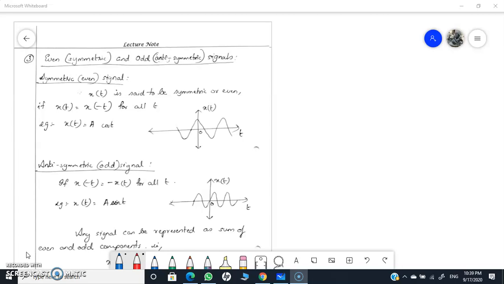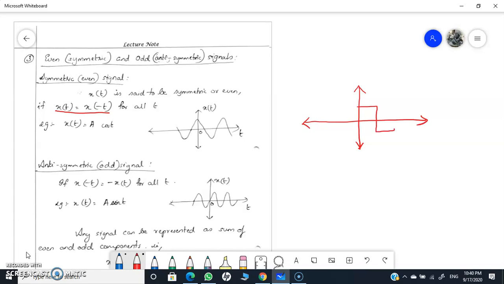So what do you mean by an even signal? Actually, an even signal is otherwise known as a symmetric signal. So an even signal means any signal that is satisfying the condition x of t is equal to x of minus t. That can be called a symmetric or an even signal. So here I am drawing a signal. This is your y-axis and this is your x-axis, and I am drawing a signal like this.